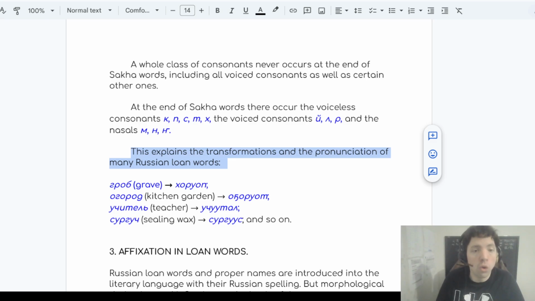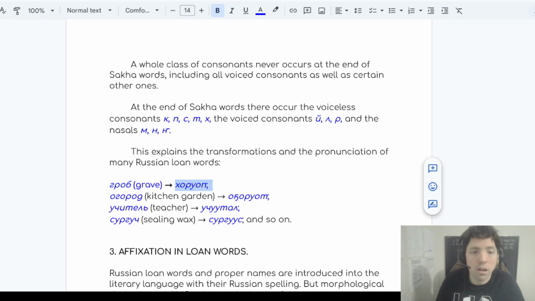For instance, grob, meaning grave, becomes хороб in Sakha. Agarod, in Russian meaning kitchen garden, becomes Agarot. And teacher, in Russian учитель, becomes, we've learned this word before, учитель in Sakha. Sorkoch, in Russian meaning sealing wax, a wax for sealing a letter or what have you, becomes Sorgos, and so on.